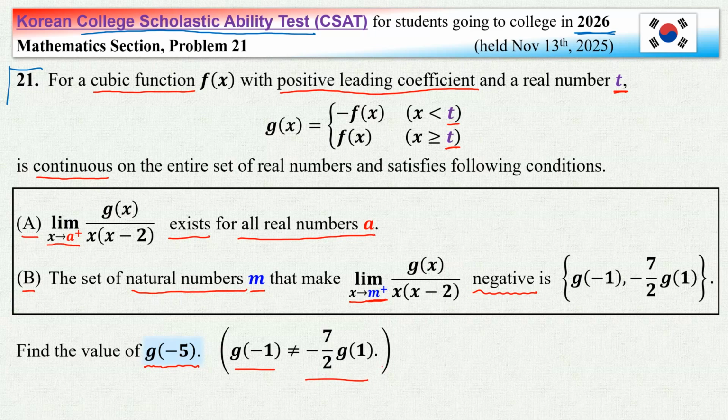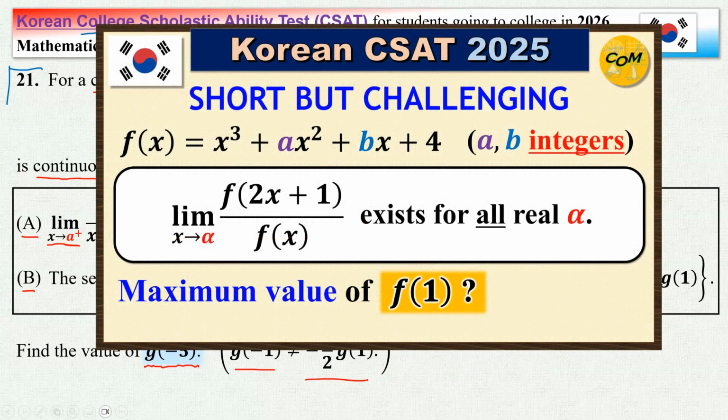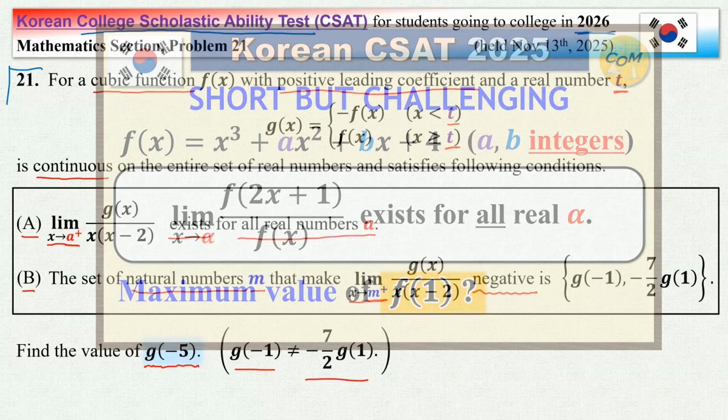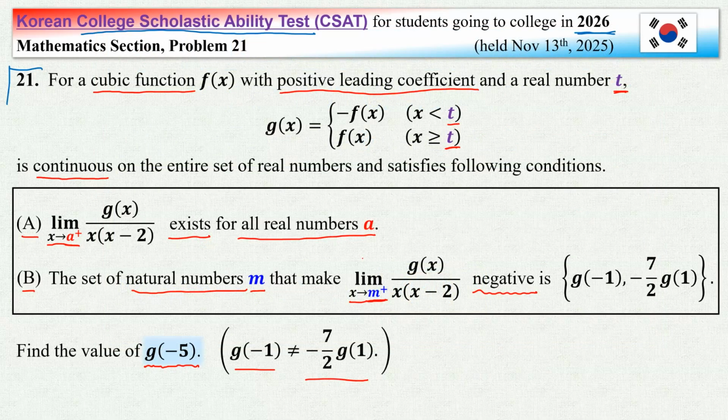So this is a problem about limits. I have already solved a similar limit problem from last year's CSAT, which was also problem number 21. I will provide a link in the description. However, this year's limit problem was clearly more difficult, so if you have trouble understanding the problem, please pause the video and carefully read the problem again until you understand it. For those who understood the problem, let us start investigating the conditions given in the problem.